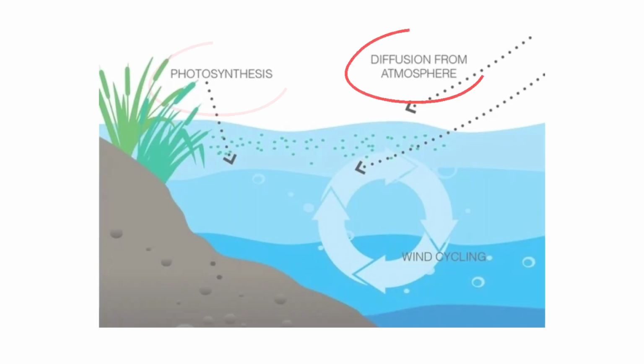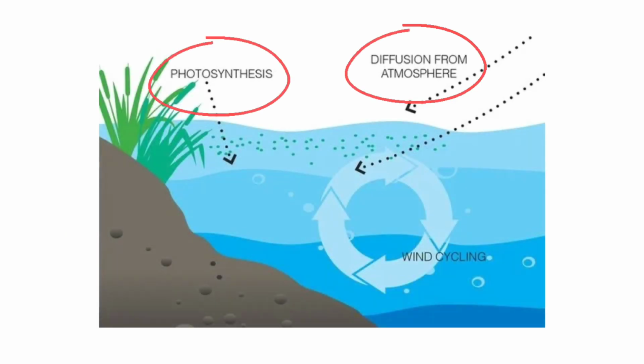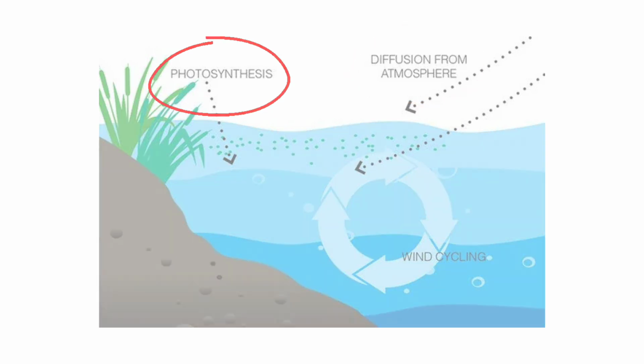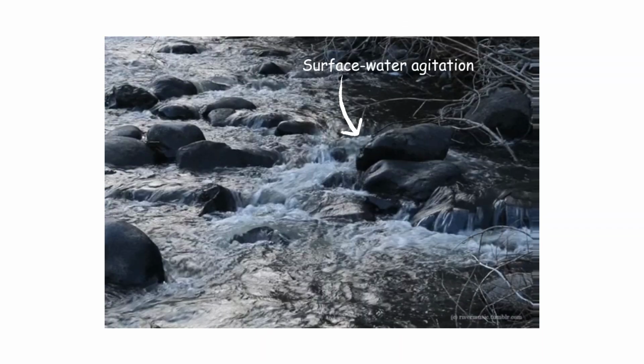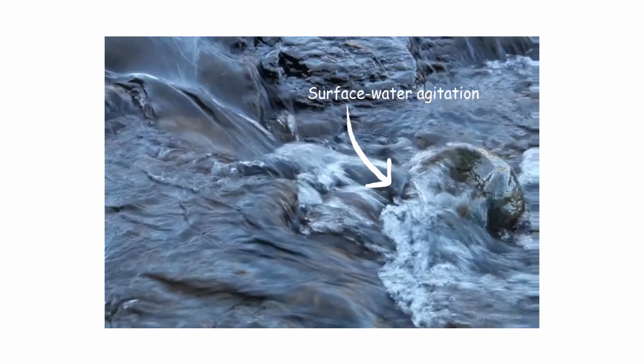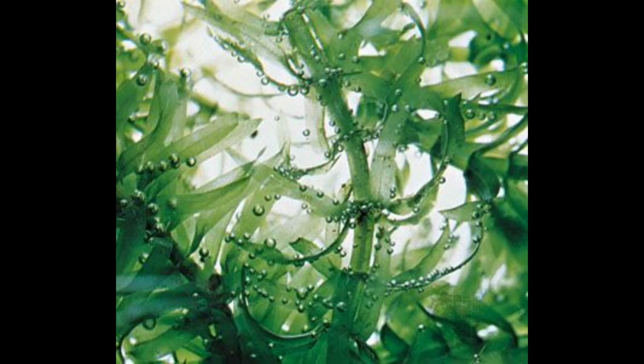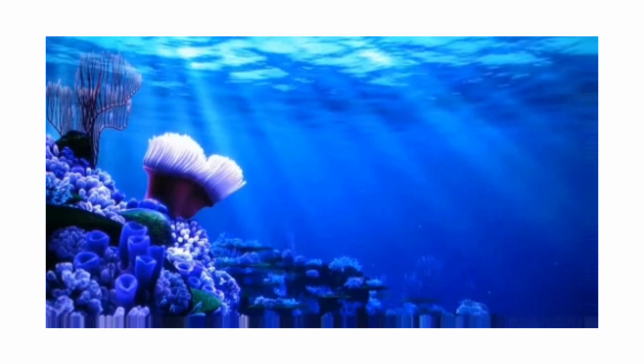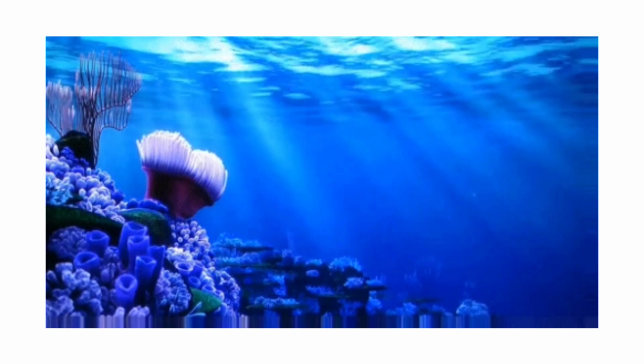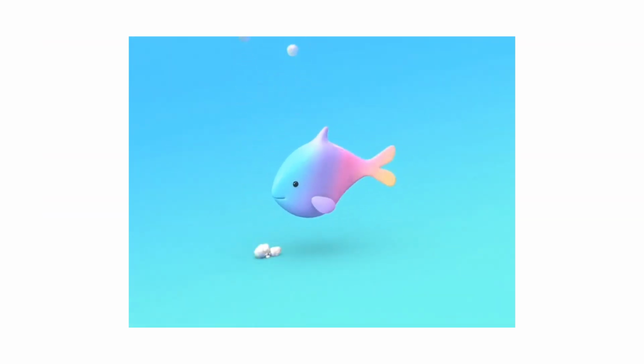Dissolved oxygen (DO) refers to the concentration of oxygen gas incorporated into water. Oxygen enters water through direct diffusion from the atmosphere, a process enhanced by turbulence or surface water agitation. Water also absorbs oxygen released by aquatic plants during photosynthesis. This oxygen is used by aquatic plants and animals for respiration.